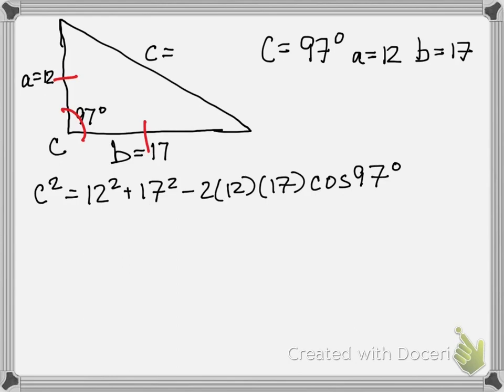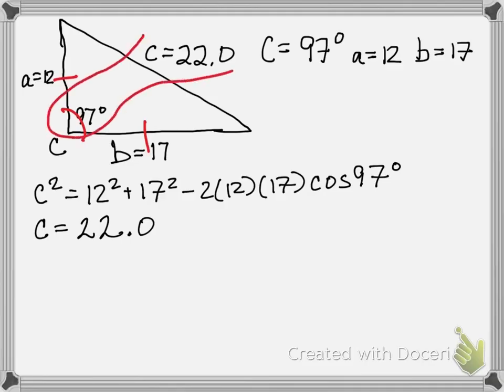And from there, it's simply a calculator key in. 22.0 for side C. 22.0. And then from there, I can go on and switch to the law of sines. Something that you might notice is that we can always use law of sines if we know an angle and its opposite side. Then I can get into those law of sines formulas.